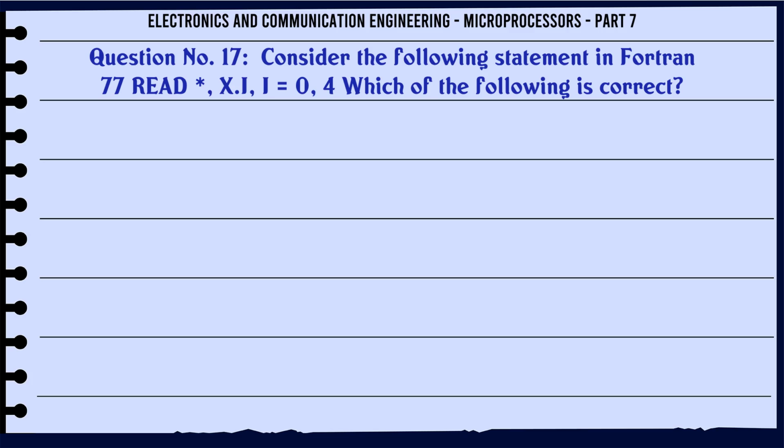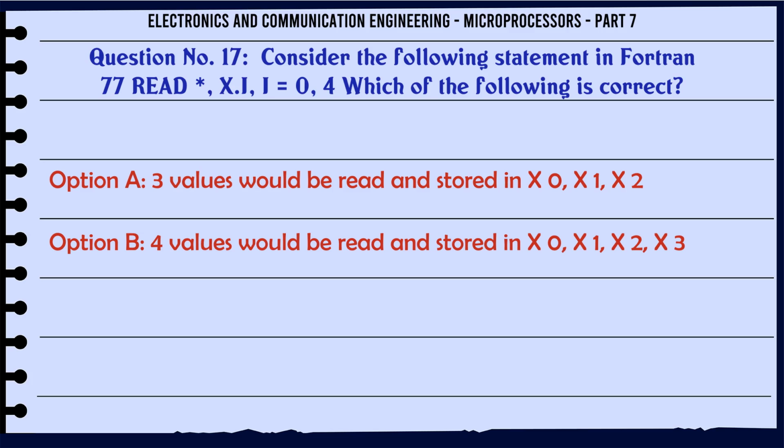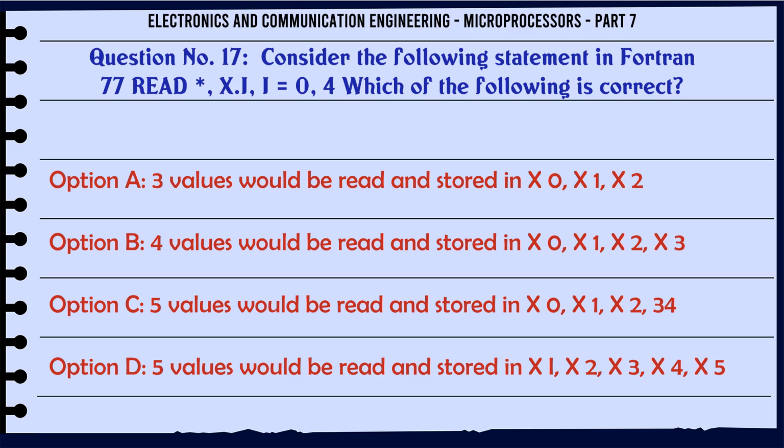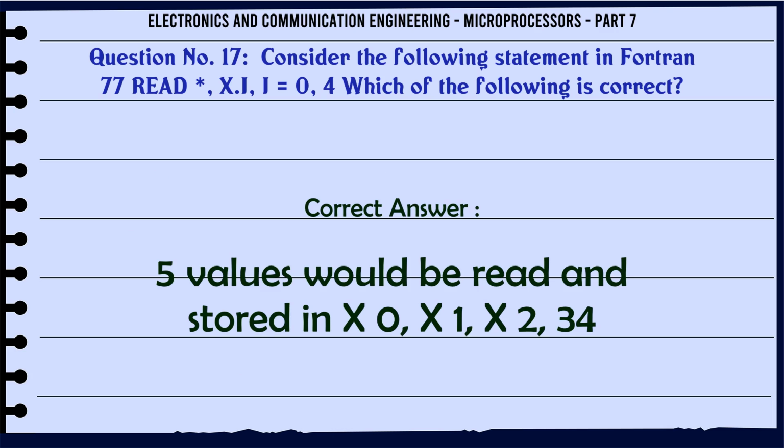Consider the following statement in Fortran 77: READ x(i), i = 0, 4. Which of the following is correct? A, 3 values would be read and stored in x0, x1, x2. B, 4 values would be read and stored in x0, x1, x2, x3. C, 5 values would be read and stored in x0, x1, x2, x3, x4. D, 5 values would be read and stored in x1, x2, x3, x4, x5. The correct answer is 5 values would be read and stored in x0, x1, x2, x3, x4.